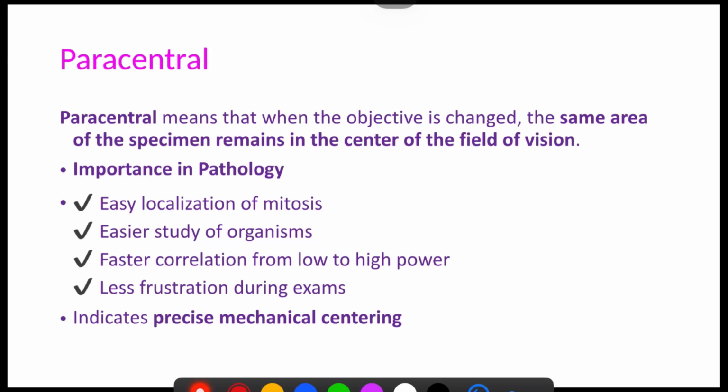Second is paracentral. Paracentral means that when the objective is changed, the same area of the specimen remains in the center of the field of vision. So what is the importance? Suppose we are using this paracentral property and want to see mitosis. We have to localize it, and even if we change the objective, it remains in the center of the vision.